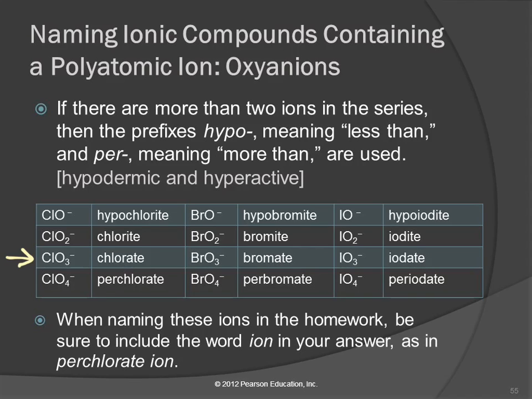Mastering Chemistry gets hung up on some odd little things sometimes. And if I remember correctly, it's a little hung up on the word ion. So if it asks you to name this, it's going to want perchlorate ion. And if you just say perchlorate, it'll probably tell you it's wrong.